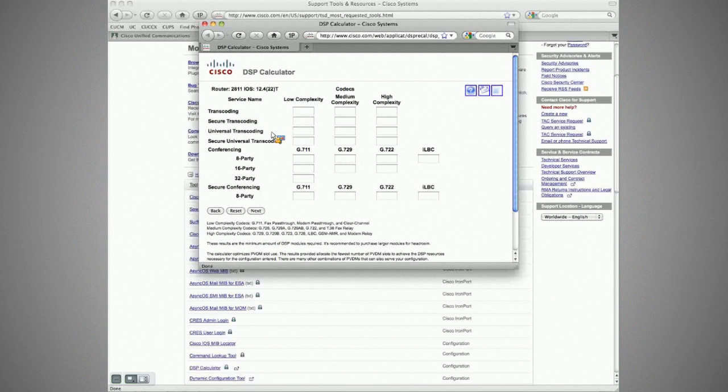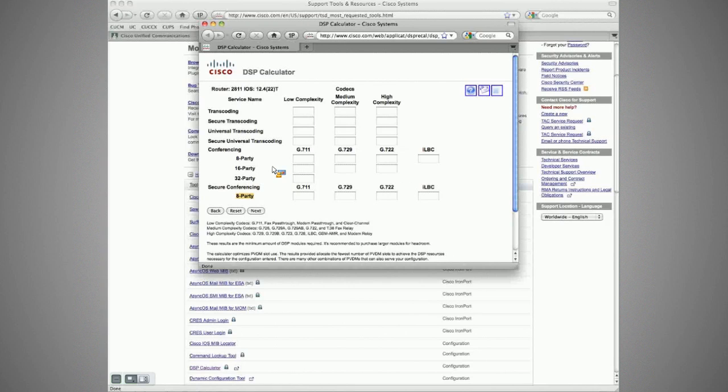And then it asks us about transcoding, secure transcoding, universal transcoding, which we'll talk about today, secure universal, and then conferencing. And depending on whether we want 8-party, 16-party, or 32-party conferences. So if I enter 1 here, that's one 32-party G711 only participant conference. Notice we cannot have a 32-party conference with G729 or G722, and notice that we cannot have a 16-party conference with the iLBC, the Internet Low Bitrate Codec. And then we have secure conferencing, which regardless of the codec, we can only have 8 parties per conference.